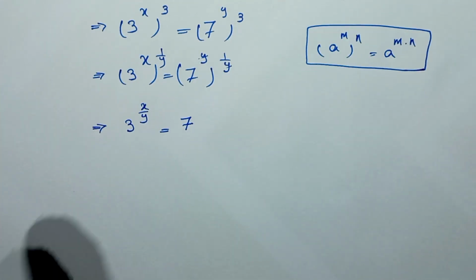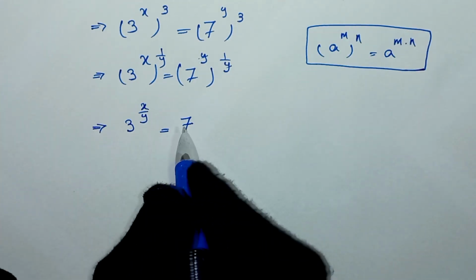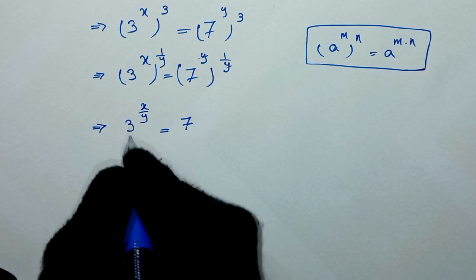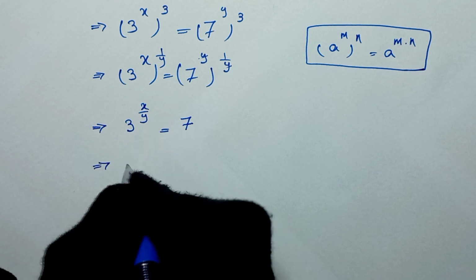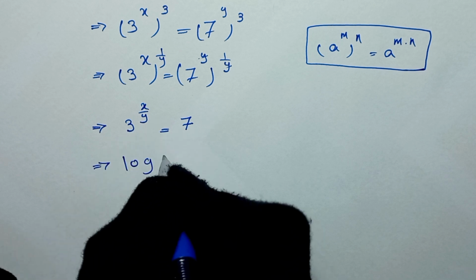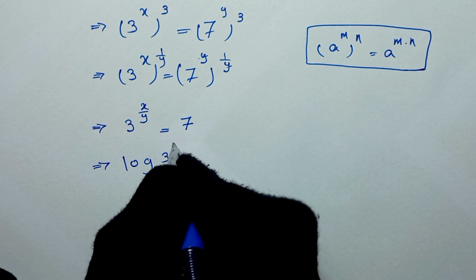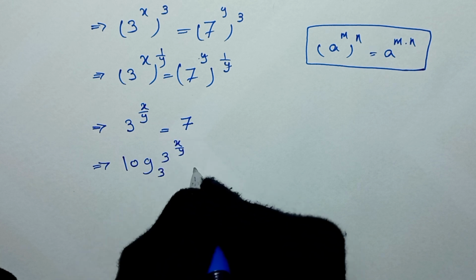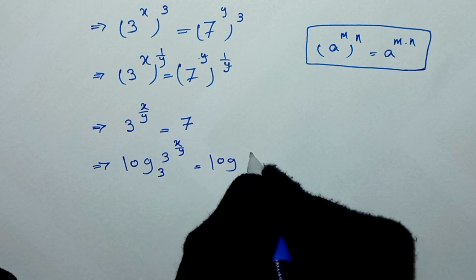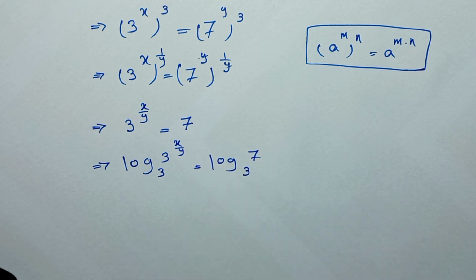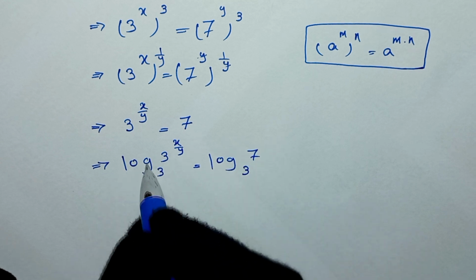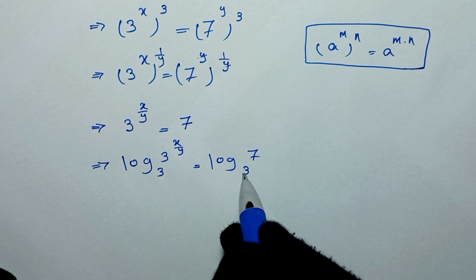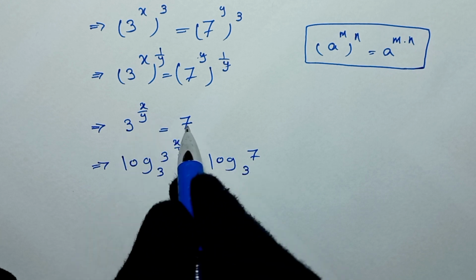And next step, we apply log to both sides of this equation, log of 3. So it will be log of 3 to the power of x over y to base 3 is equal to log of 7 to base 3, right? We apply log of base 3 to both sides of this equation.